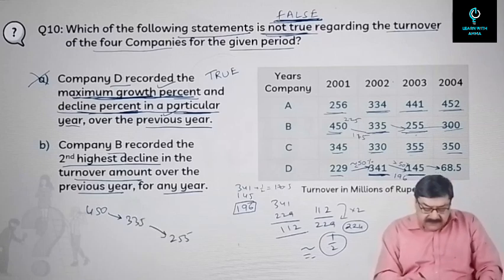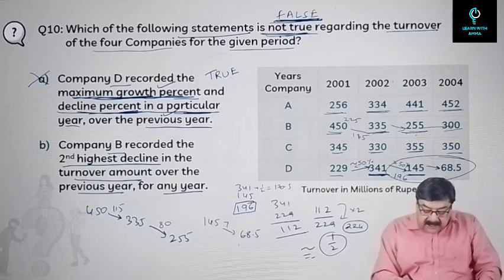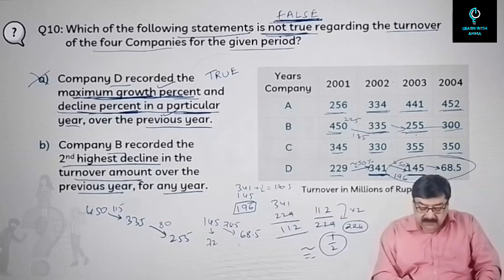450 to 335, the decline is 115. 335 to 255, the decline is 80. Whereas for D, if we look at 145 to 68.5, the decline is 76.5. Now the half of 145 is anyhow 72.5.